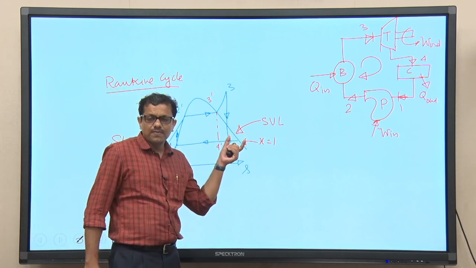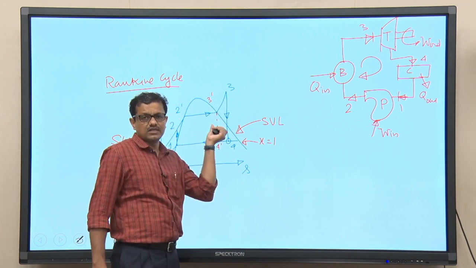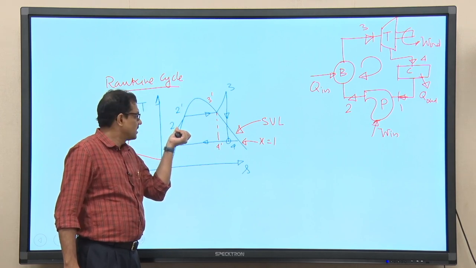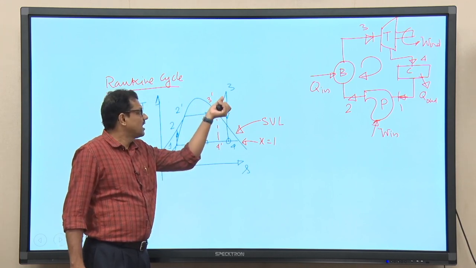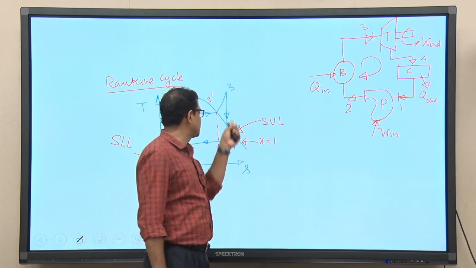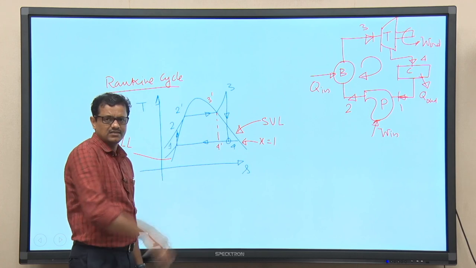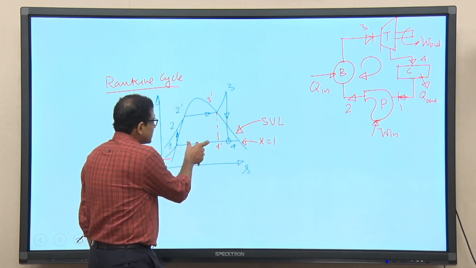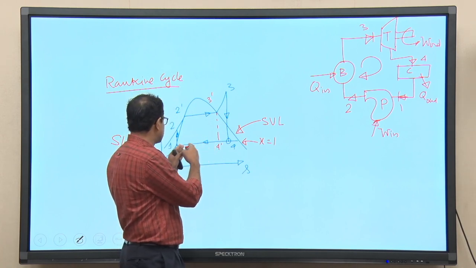Still we can call it the simple ideal Rankine cycle, because we are assuming that the processes are reversible. So this is a reversible adiabatic process, that is pumping. Then this is constant pressure heat addition, again considering the process reversible. And you can understand that process 3 to 4, which is there in the turbine, is again reversible adiabatic expansion, because entropy at 3 is equal to entropy at 4. In actual practice, the process will not be like this, some degree of irreversibility will be there.